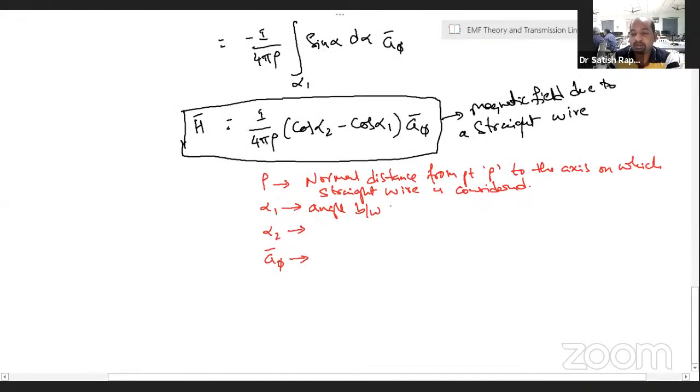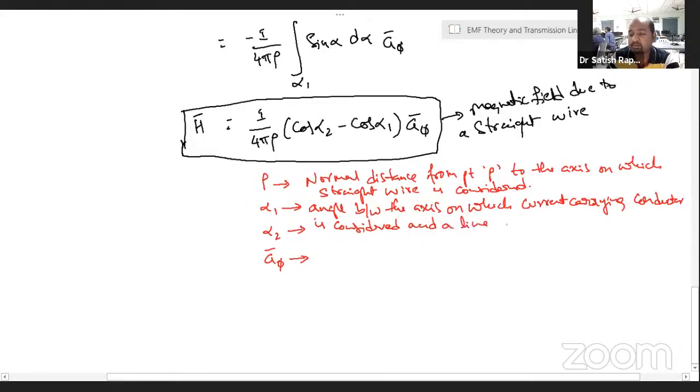So the angle between the axis on which the current carrying conductor is considered and a line joining the lower end and point P.